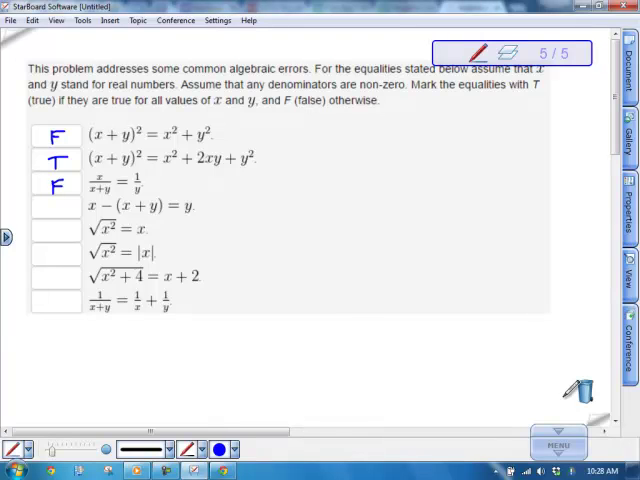All right, so the next one then, if you distribute the negative sign, you get x minus y equals y. Right, all I did was distribute that negative sign to both of these. The x's then cancel, and I get negative y equals y, which is not true. So I would enter in false.